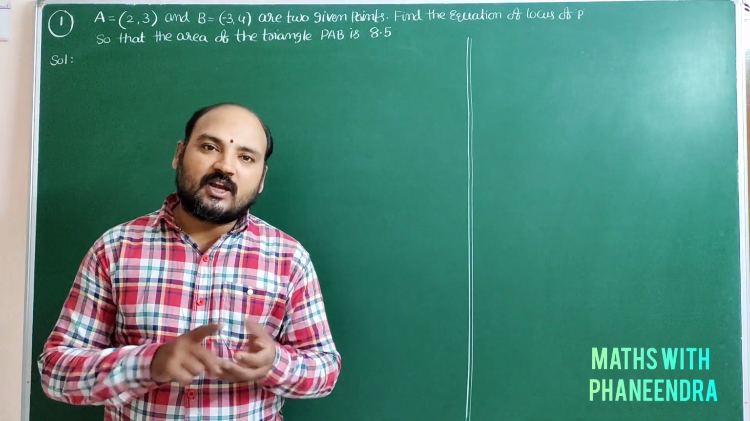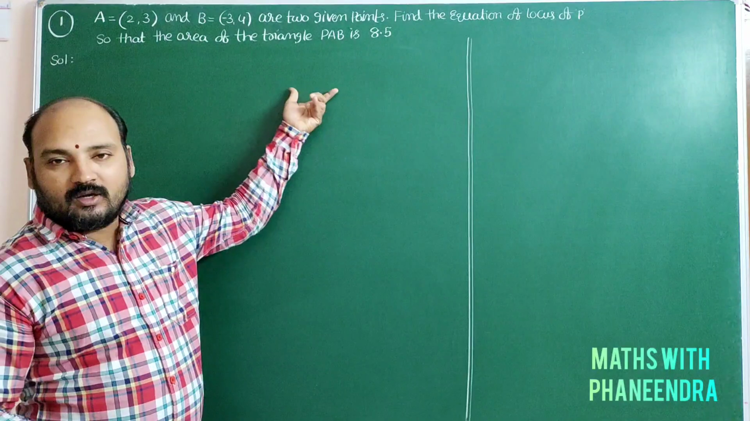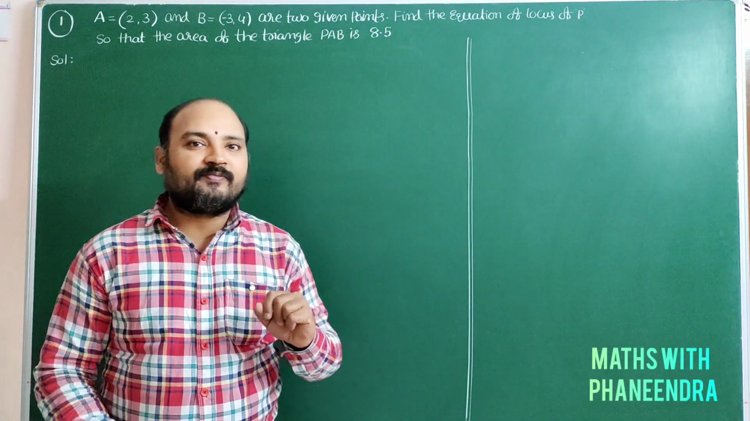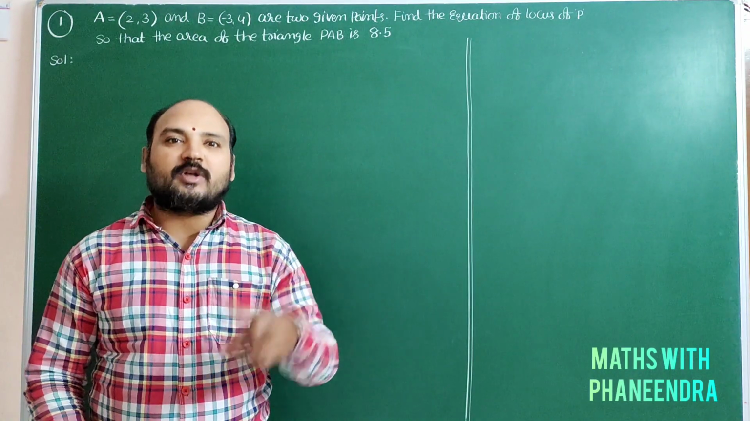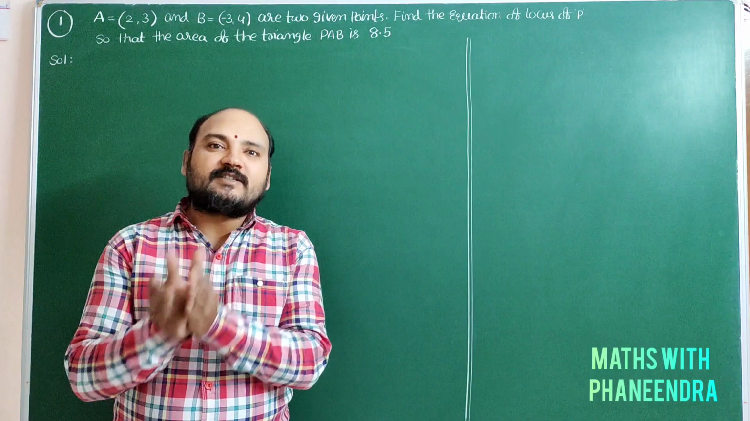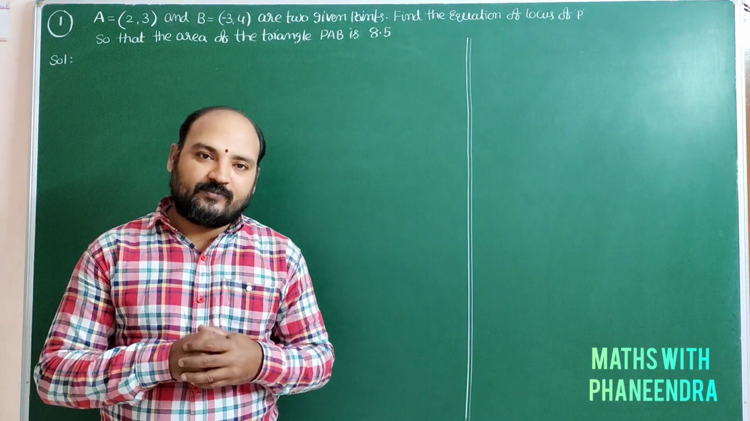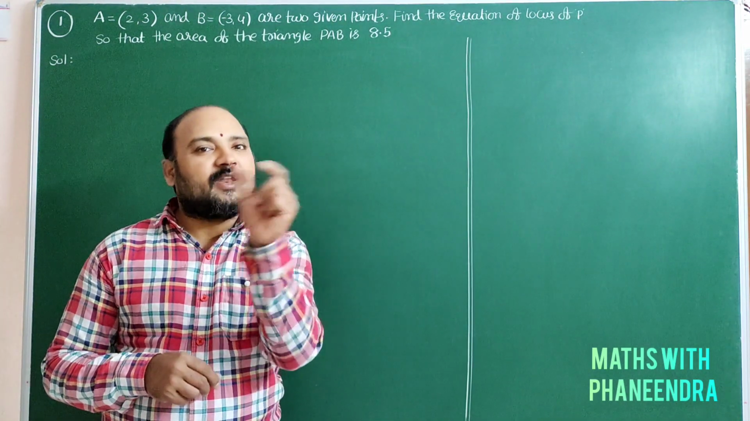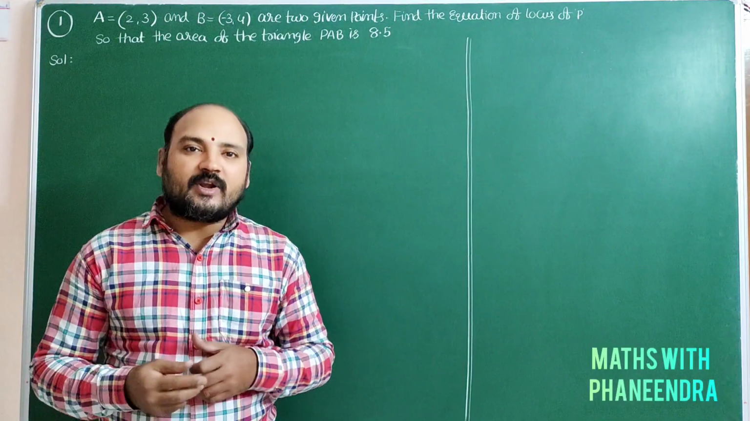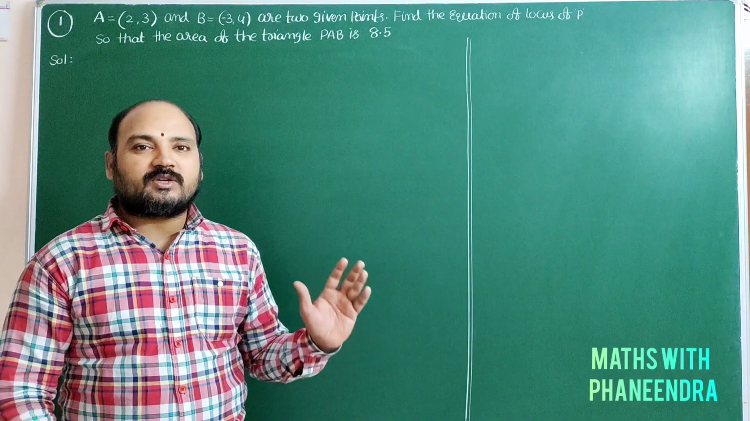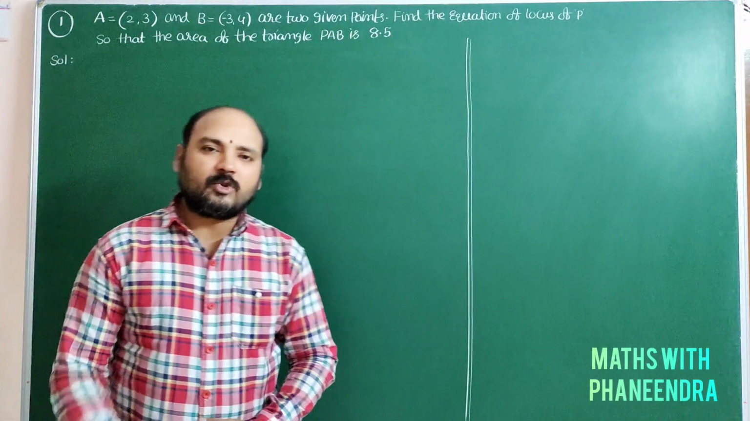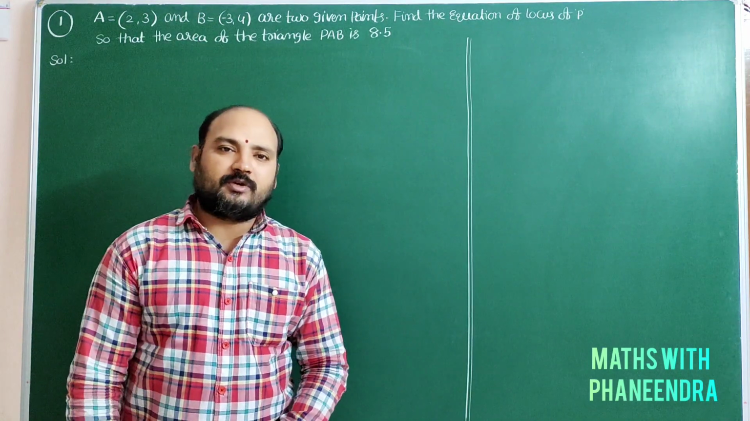The locus related to area of triangle, the locus related to the right angle triangle concept, that means we are going to apply Pythagoras theorem. And the locus related to the sum of the distances PA plus PB, the locus related to PA minus PB. And they will give a geometrical condition, we will find out the locus of the given point.